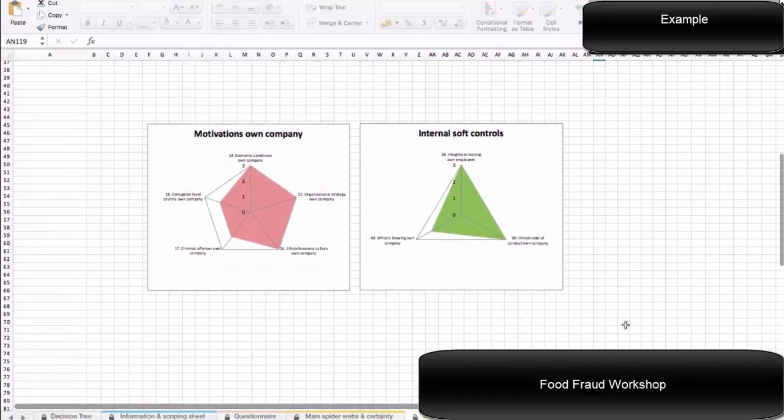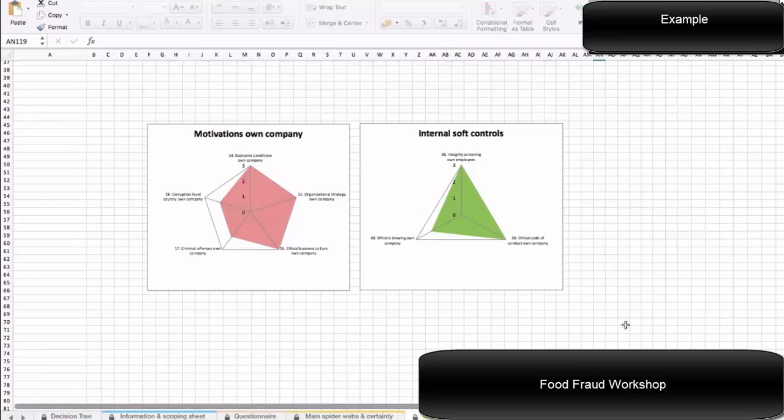So if we look here in terms of motivations in your own business, we can see that there are some high areas of risk around economic conditions of your own company, organizational strategy of your company, and ethical business culture. But at the same time, in terms of controls, you do integrity screening of your own employees, and you do have an ethical code of conduct for your company. So although the risk is quite high, you already have specific controls in place. So these two then offset each other.